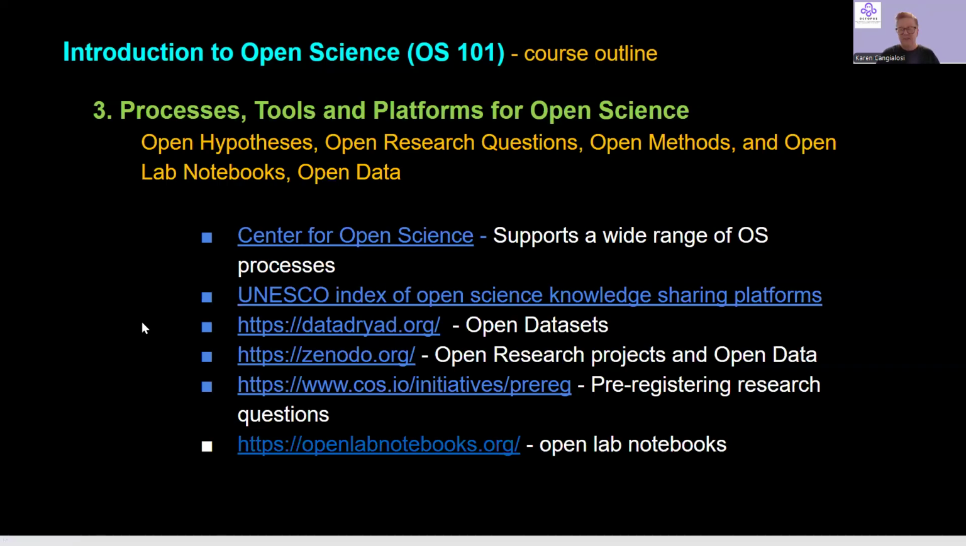As they delve into these platforms, they could be given different kinds of assignments that get them practicing and looking at what's there and having a sense of how research is done. What does it mean to pre-register a research question, why would you do that versus not? Why would you have a lab notebook that's open to the world versus not?